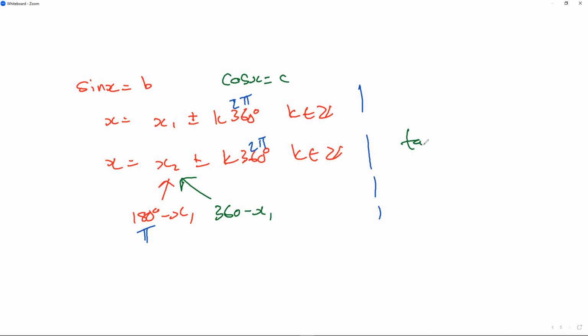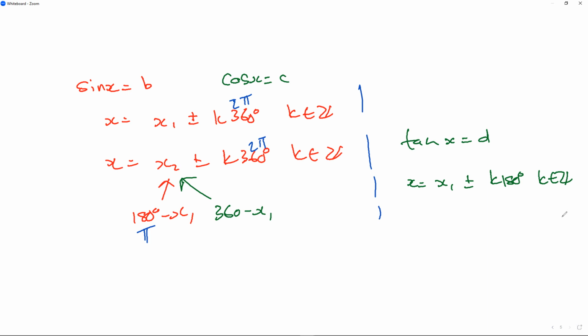And your tan graph, so for the tan graph, it would be 180. So we've got tan x is equal to d. Then x will equal x1, I'm not sure what fraction d is, plus minus k 180 degrees, k is an element of integers. So we can go through that in detail.